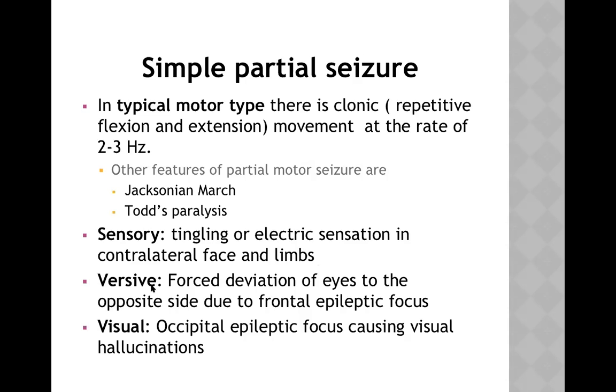Versive seizure means forced deviation of the eye to the opposite side due to a frontal epileptic focus. There is a frontal eye field in the frontal lobe of the brain. In that area, if an epileptic focus is there, then there is a forced deviation of the eye to the opposite side. This is called versive seizure. And visual seizure occurs when there is an occipital epileptic focus, and this mainly presents as visual hallucination. Now, what is hallucination?